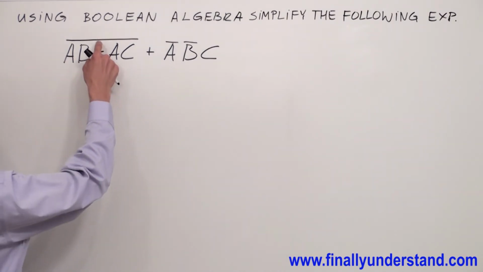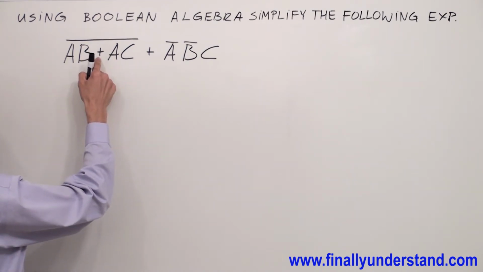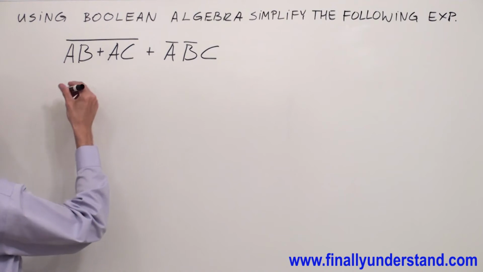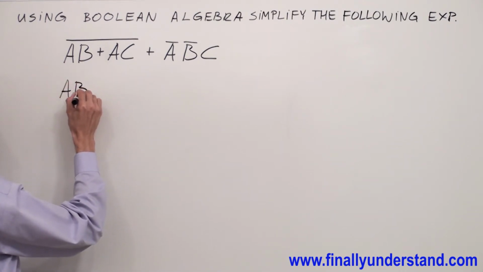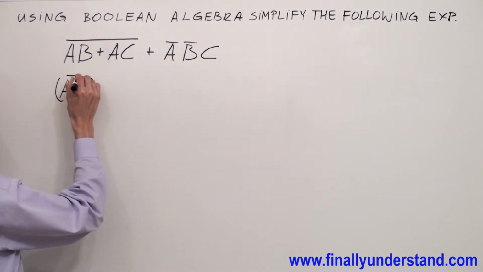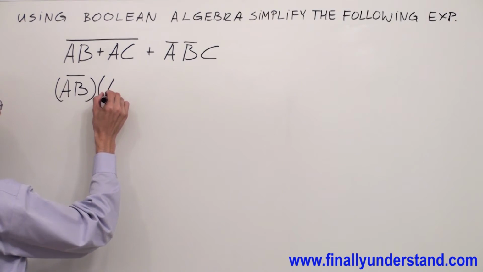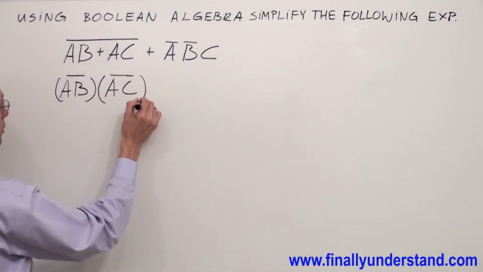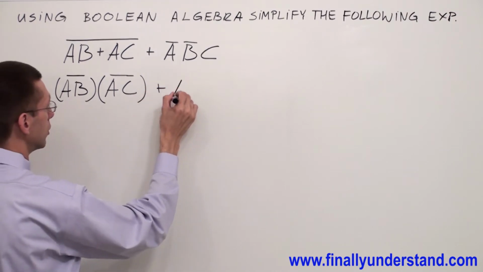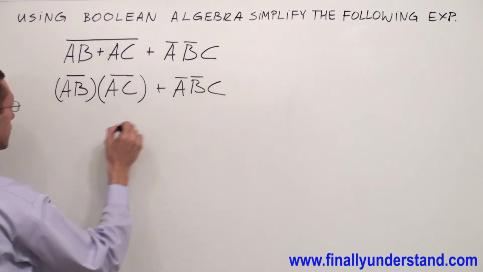In order to break this long bar down, I have to change the OR function to the AND function. I'm going to have A, B, not, and A, C, not, or A not, B not, C.